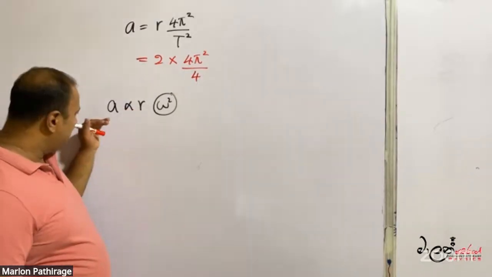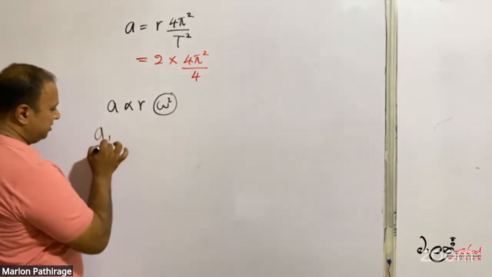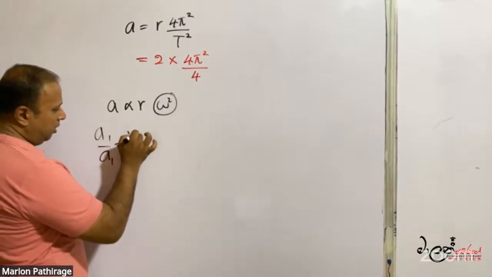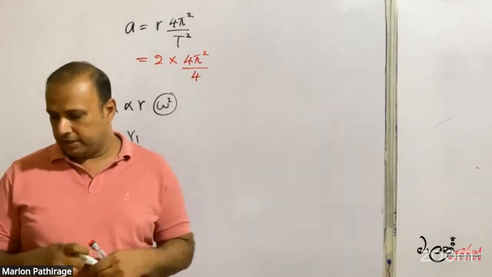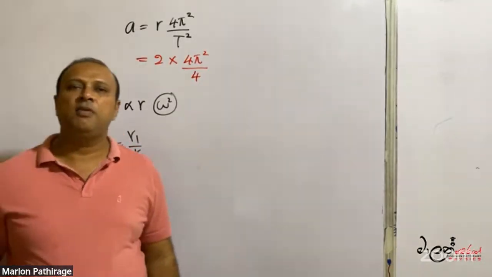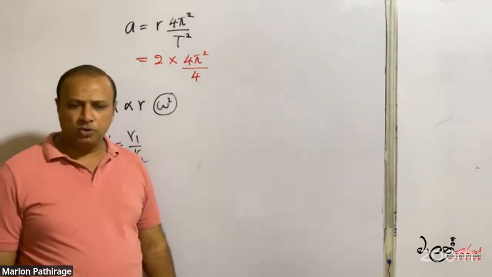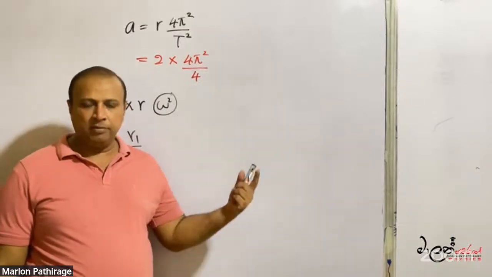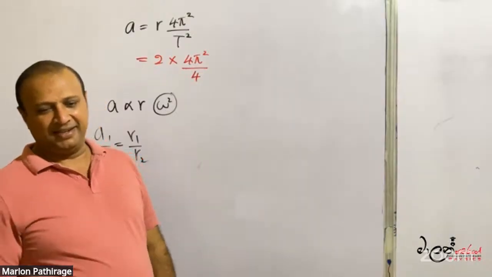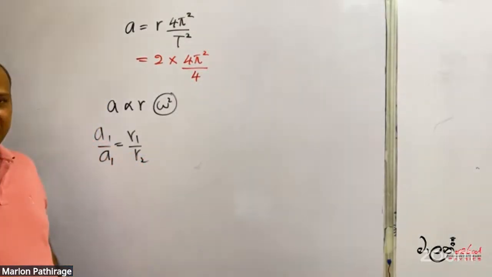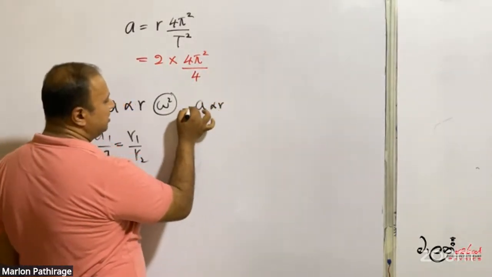Therefore, the ratio between centripetal accelerations should be equal to the ratio between the two radii. Therefore, answer number one, because a is directly proportional to radius as omega is a constant. That is the argument. As omega is a constant, a is directly proportional to radius.